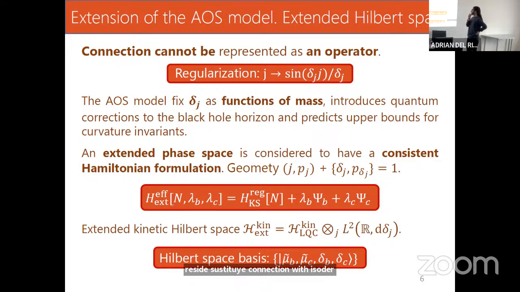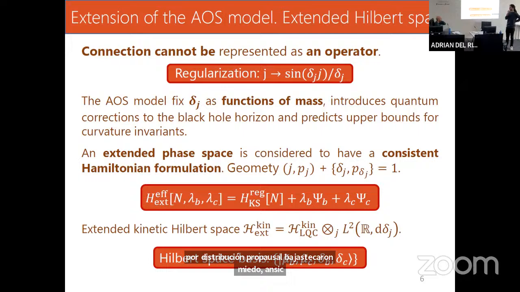In the literature, there are many proposals, but for this work, I choose the proposal by Ashtekar, Olmedo, and Singh. The AOS model fixes delta_j as a function of the mass of the black hole. Due to that, it introduces quantum corrections to the black hole horizon and predicts upper bounds for the curvature invariants, which are nice properties.